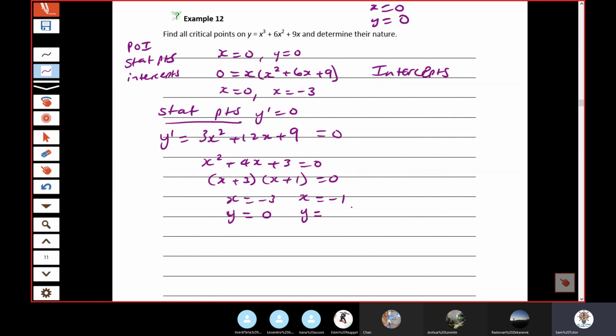And then this one here, y equals, anyone done it yet? 24. 24, when it's -1. -1 plus 6, -9. -10 plus 6, -4. It's the original. Original has to be the original because that's your y. It's okay, because there's a lot. There's y dash, and y. Good. Stationary points. Okay. Then we have to do nature.